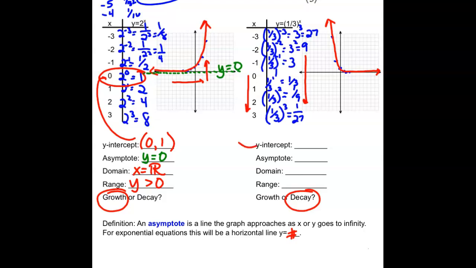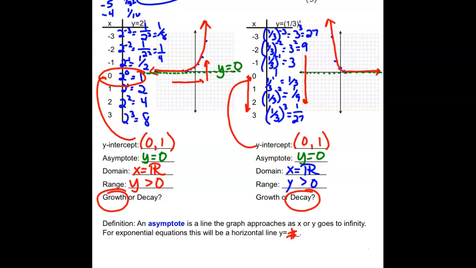Once again, our y-intercept is the value for y when x is 0. Again, it's (0, 1). The asymptote is the same as we had before. All of my dots are approaching that x-axis. So y equals 0. My domain is all real numbers. There's nothing I can't put in for x. But again, my range, all my y values are going to be above that x-axis. So y is greater than 0. Not greater than or equal to, strictly greater than.